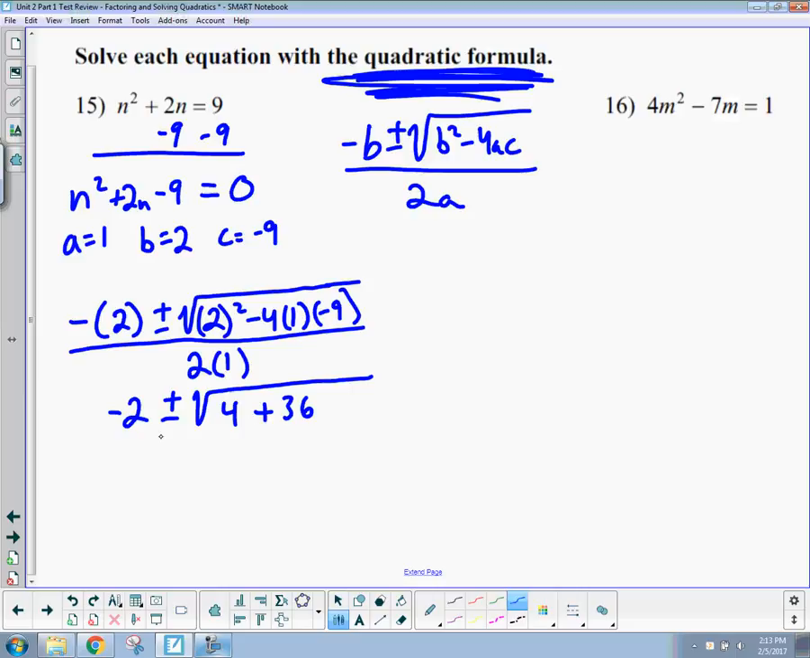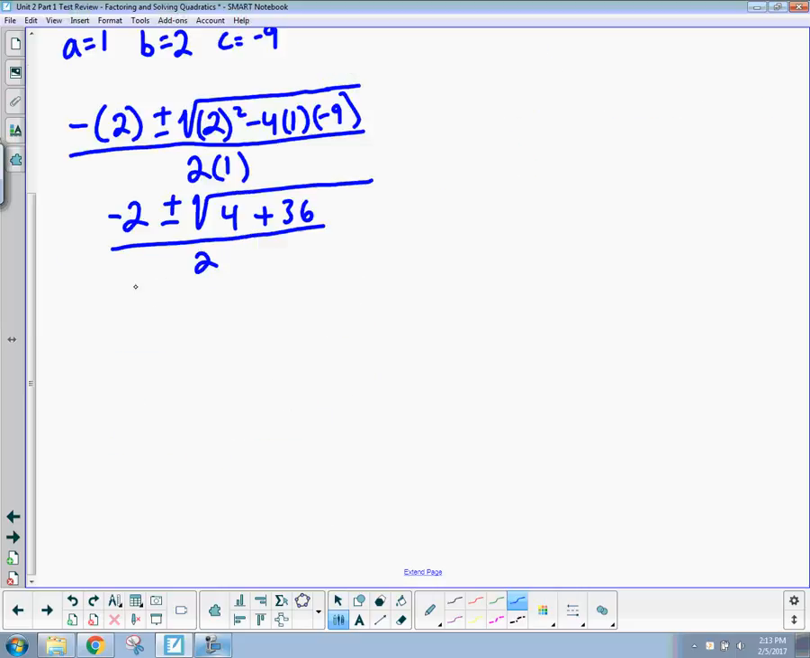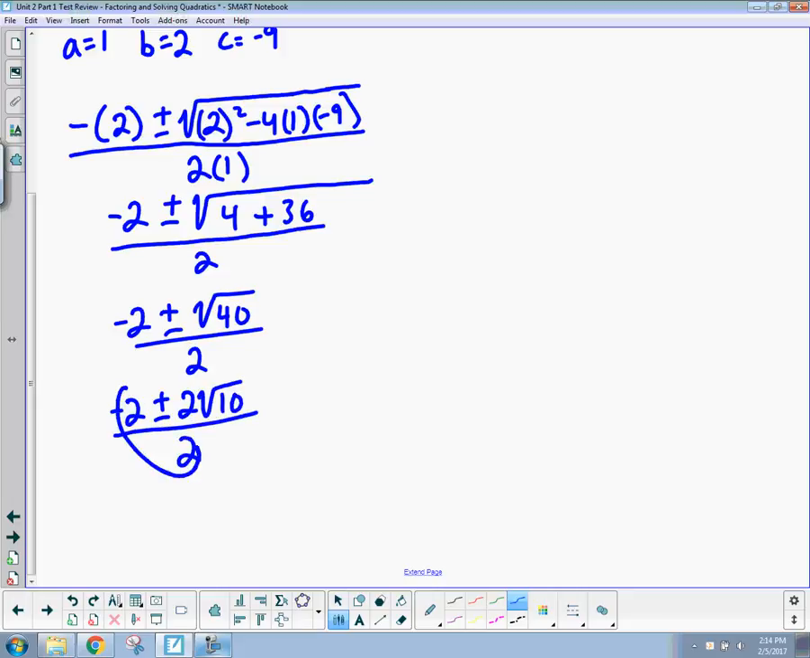Negative 2 plus minus root 36 plus 4 is 40, again all over 2. Root 40 simplifies to 2 root 10. So negative 2 plus minus 2 root 10, all divided by 2. Look what happens if I do my pretzel thing. All these 2's turn into 1's. So negative 1 plus minus root 10. I don't put a 1 underneath because that wouldn't change anything. Okay?